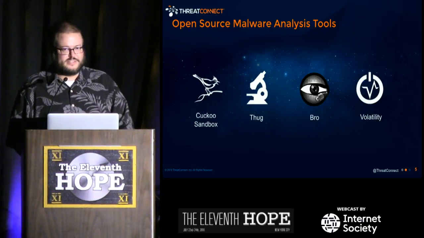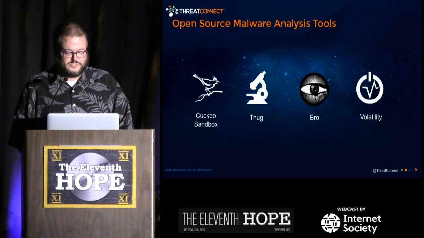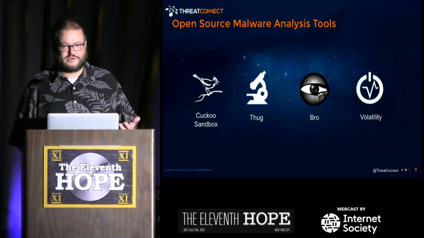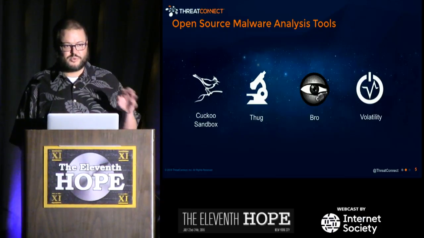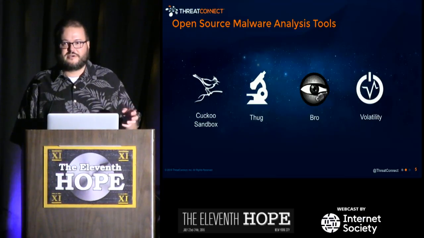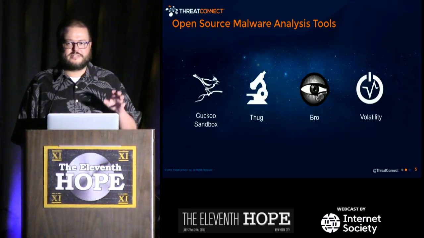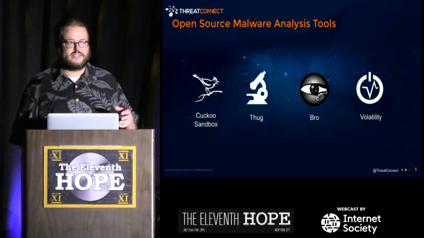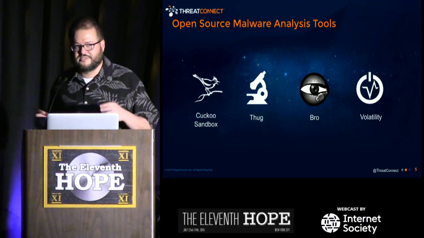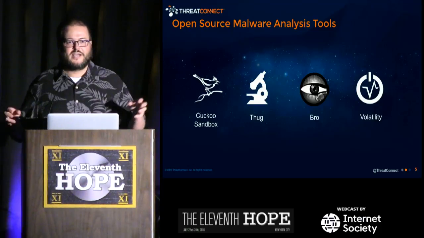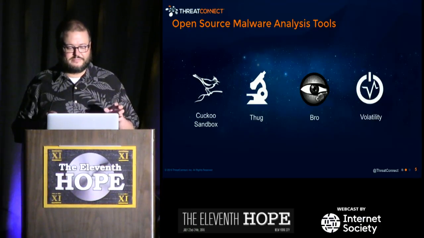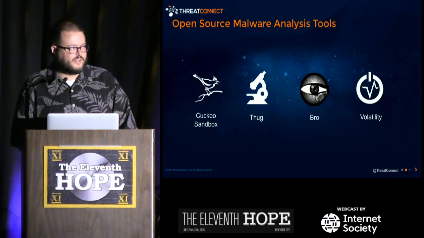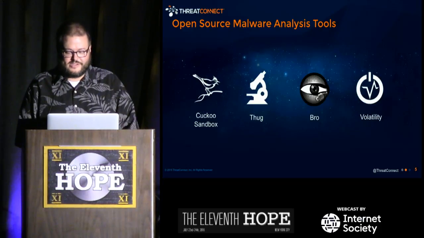And then Thug. This is probably the least famous of all of these tools, but Thug is a low-interaction honey client that looks at URLs and analyzes a URL. Bro is a network security monitoring tool, and there's a nuance in what I'm talking about today because Bro can be used as a traditional network security monitoring tool to look at broad network capture. I'm going to talk about it as a malware analysis tool. We'll get into the details of that in a moment. And then Volatility. Volatility is a memory analysis tool.